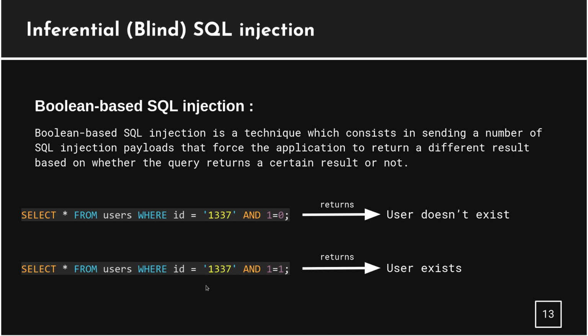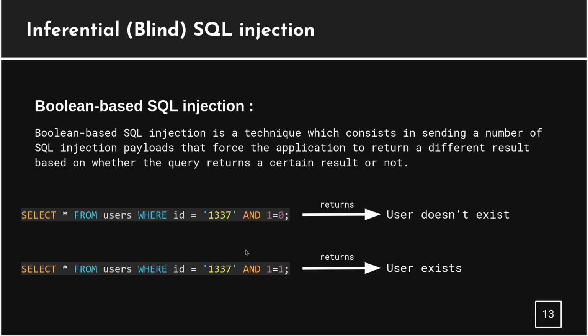And in the second query here, we're adding and 1 equals 1 instead of 1 equals 0. And we know that this condition here is always true. So the truthiness of this whole condition should only rely on ID is equal to 1337. And this indeed returns user exists because we assume that we have a user with ID 1337 in the database. Now it's obvious that this example is a bit pointless, as we could have just sent ID equal to 1337 without the ands in the end, and we would get the response that the user exists.